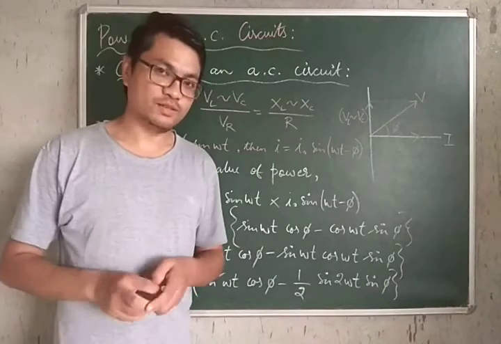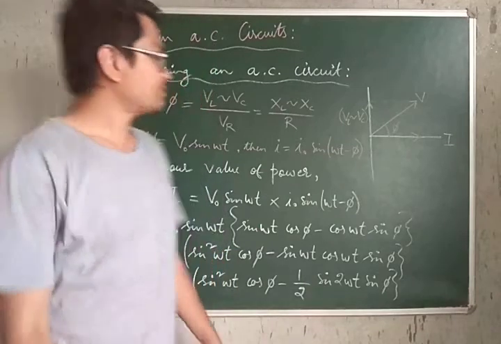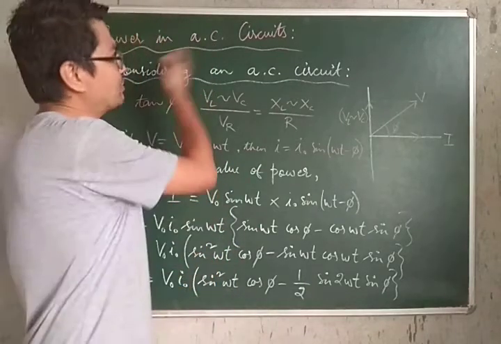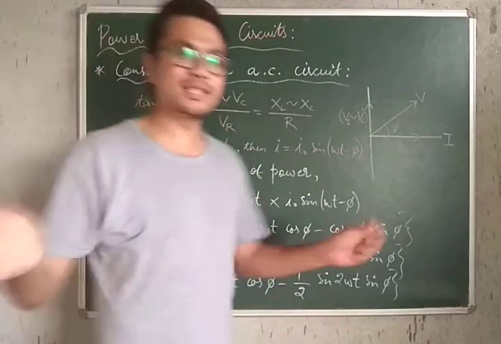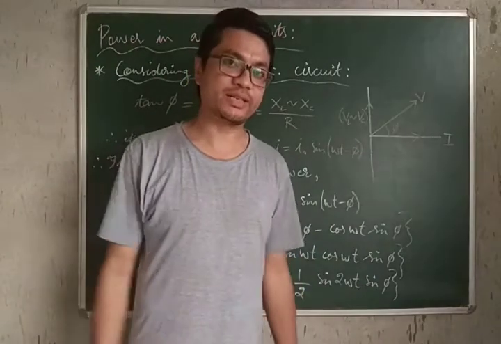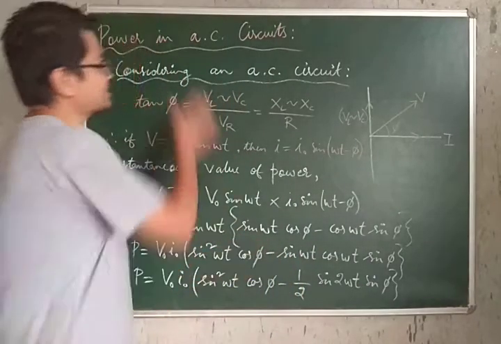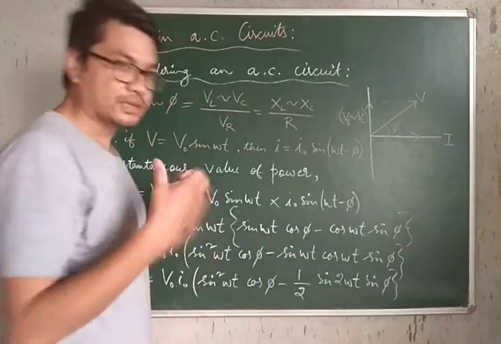Hello, class 12. So, we are going to deal with power in AC circuits today. LCR was the last kind of alternating current circuits. Now we are going to discuss power in alternating current circuits.